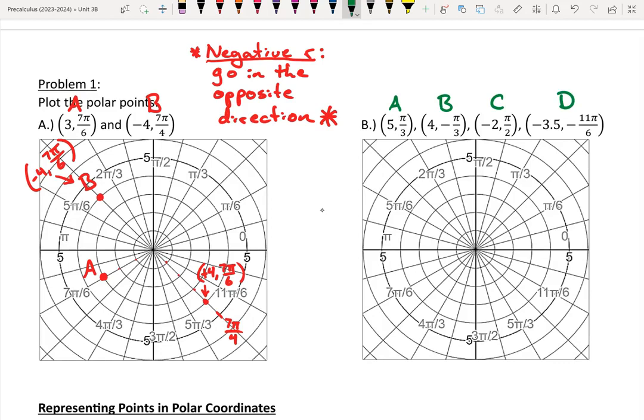I just realized on my 2 points here and here, I wrote that as 7 pi over 6, and that was incorrect. I have them in the correct spot, but I wrote that wrong. If you wrote that down as well, that should have been 7 pi over 4.